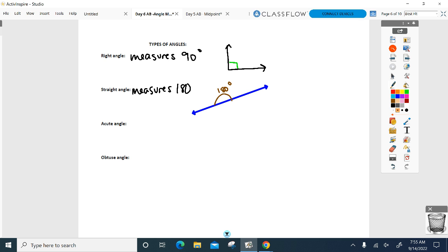Acute? Anybody ever hear acute? Rachel? Less than that. Okay, yep. I'm going to just change that slightly between 0 and 90. All right, because you can have negative degree angles. You guys will deal with that next year. So I'm going to put between 0 degrees and 90 degrees.